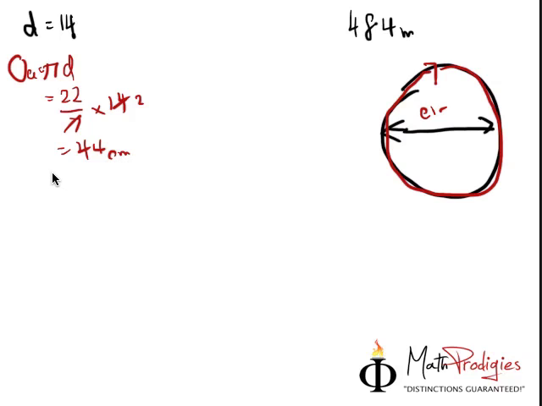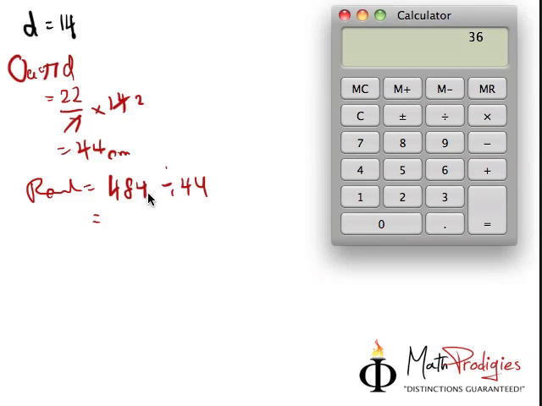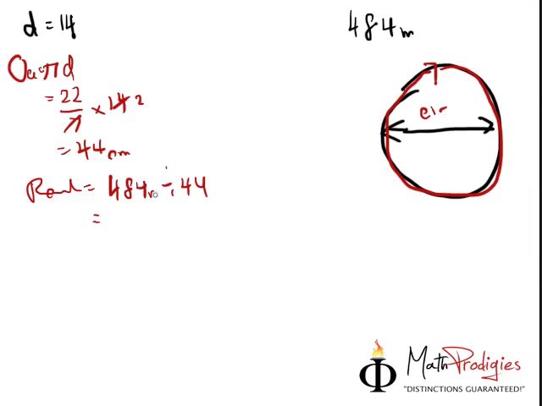So how many rounds do they have to make? It equals 484 divided by 44. If it makes one round, it's 44 cm. What is 484? But you must remember this is in what? Meters. So therefore, it's actually 484.